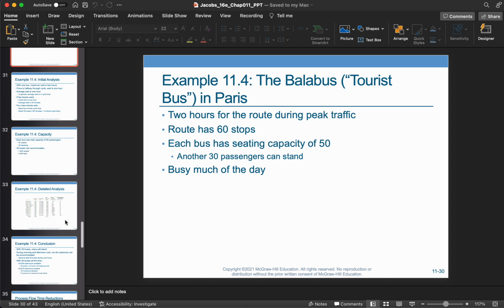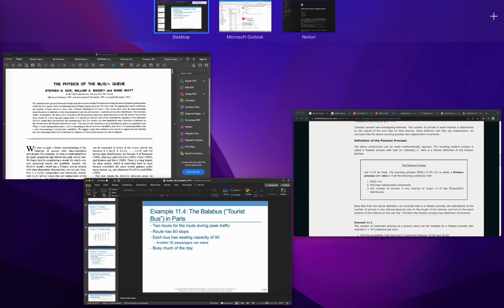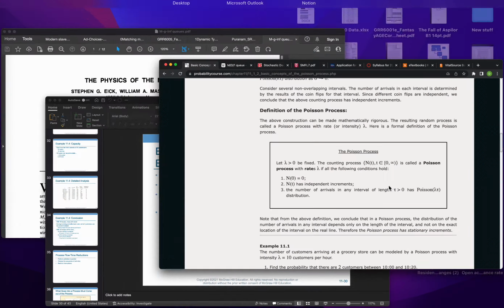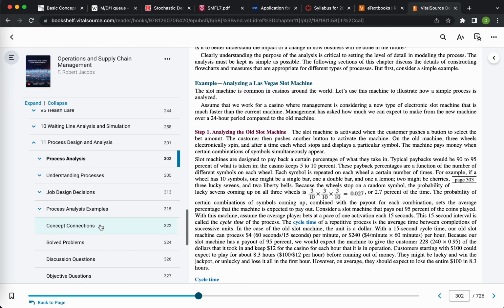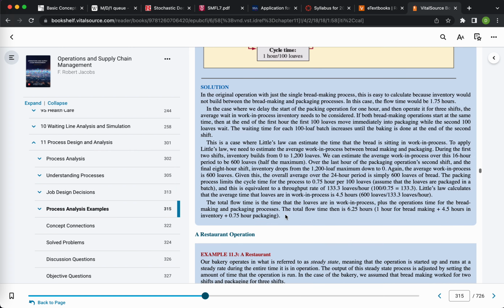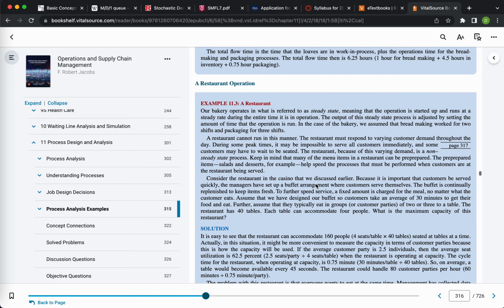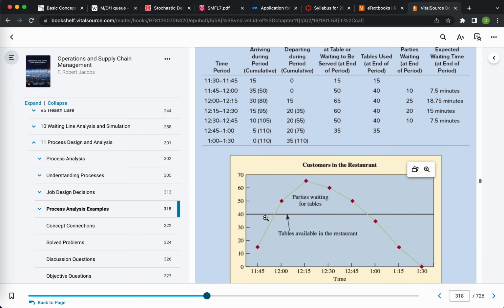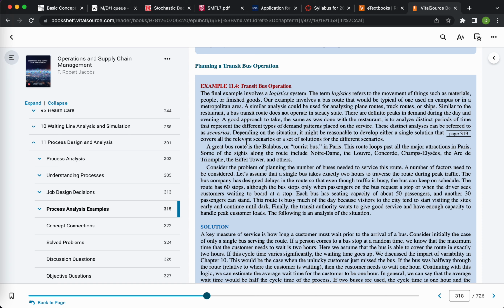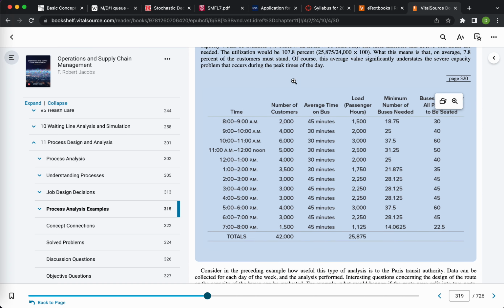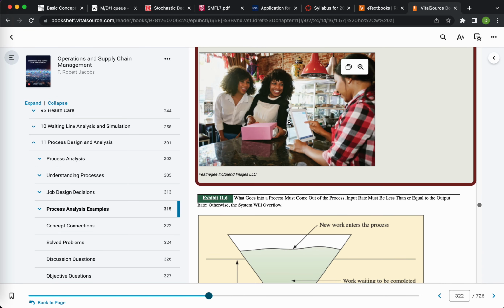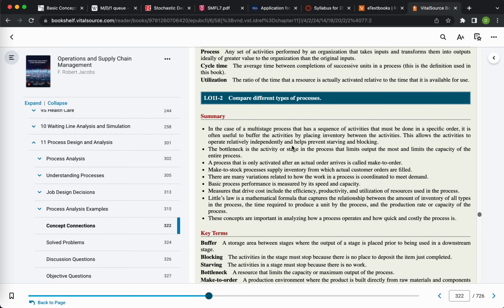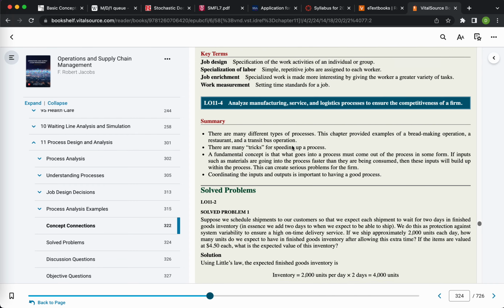So again, there are more examples here. If you look at the textbook, these are all process analysis examples. The bread making process is here, the restaurant process is here, and the transit bus operation process is here. So all the examples are right here, and you can look through them to see exactly how the calculations are done. But the calculations are pretty straightforward. They're not complicated at all, right?